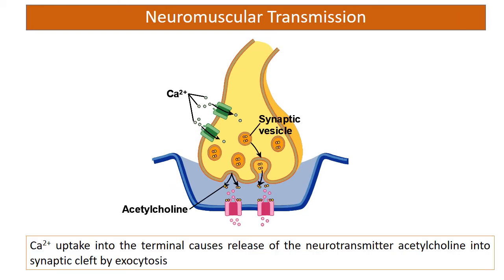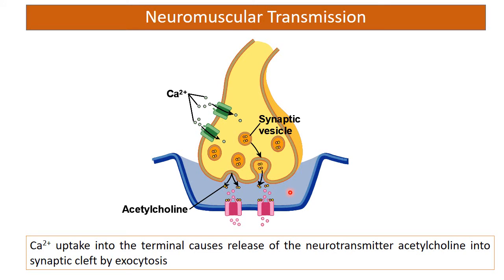The elevated level of calcium in the cytosol of the terminal button causes fusion of acetylcholine vesicles with the presynaptic membrane. Here you can see, and triggers exocytosis of vesicles, releasing acetylcholine into the synaptic cleft. This is acetylcholine releasing into the synaptic cleft.